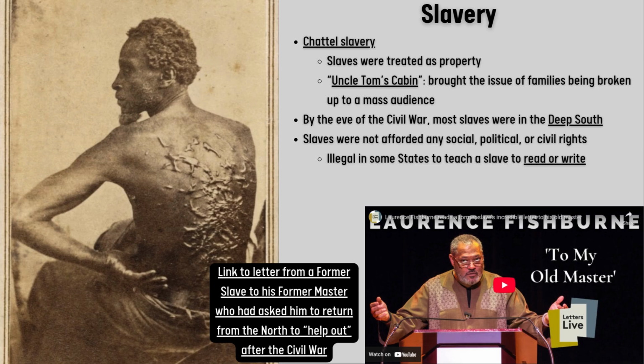The harsh realities of chattel slavery. Slaves were treated as property without rights or freedoms. Imagine the impact of being viewed not as a person, but as an object owned by another. One powerful narrative that brought this issue to the forefront of the public was the novel Uncle Tom's Cabin, written by Harriet Beecher Stowe, an abolitionist in the North, highlighted the devastation of families being torn apart.